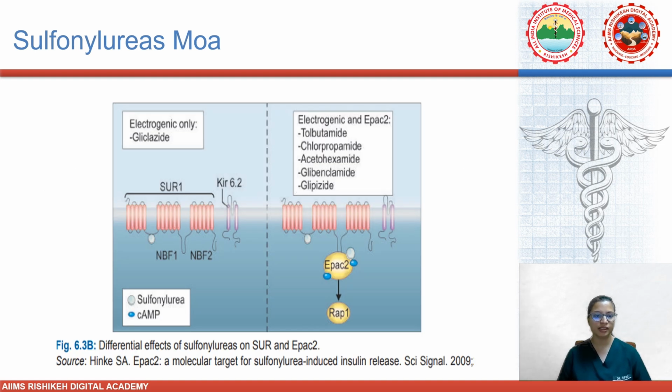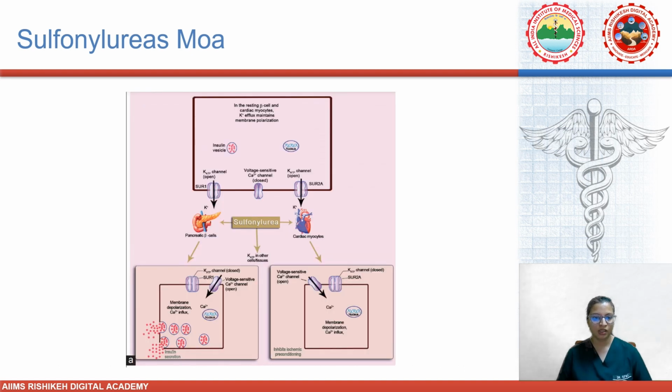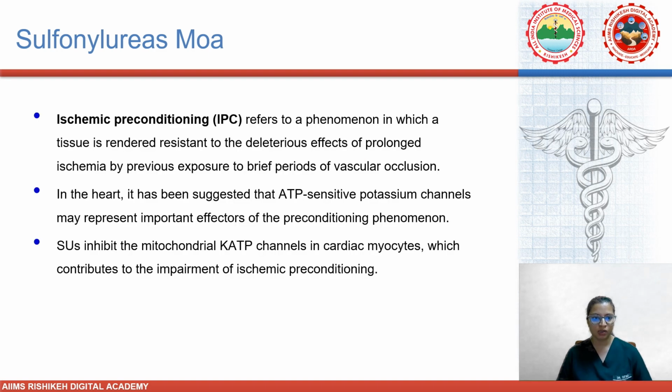In this image, we can see that a sulfonylurea like gliclazide binds only to sulfonylurea receptor 1, while other sulfonylureas have affinity for the EPAC2 receptor also. In this diagram, we can see that the cardiac membrane has sulfonylurea receptor type 2A. So what are they for?